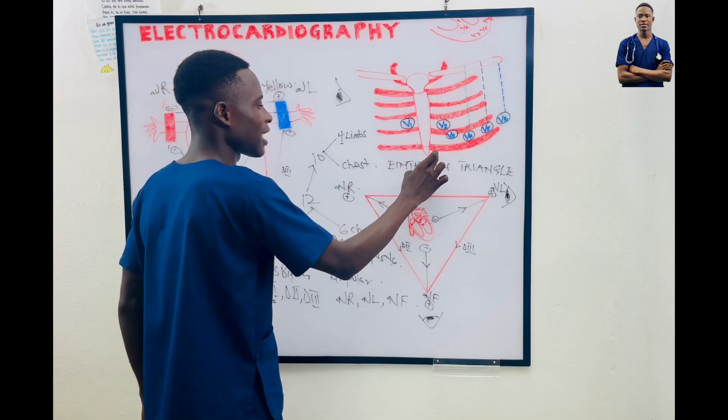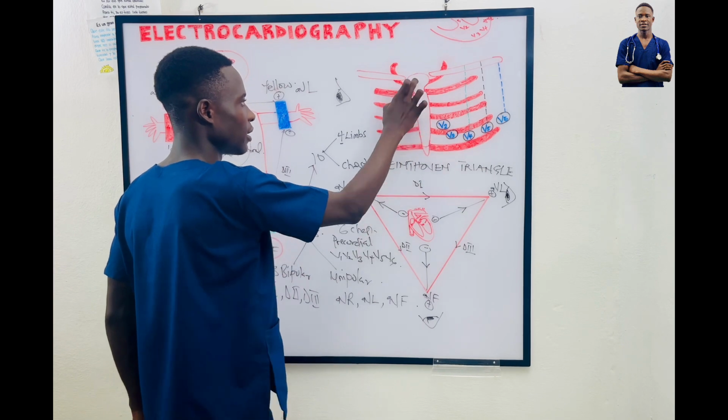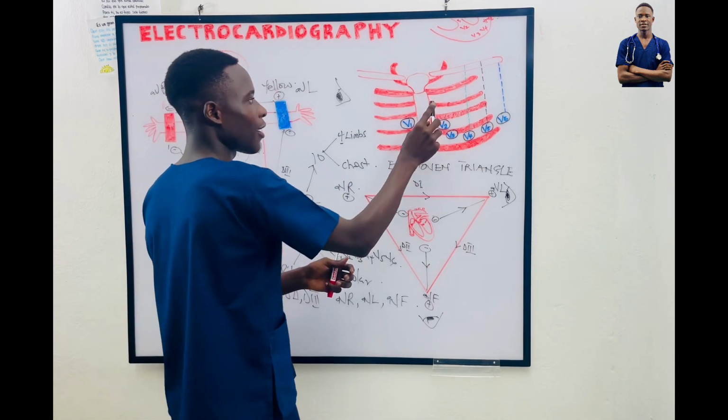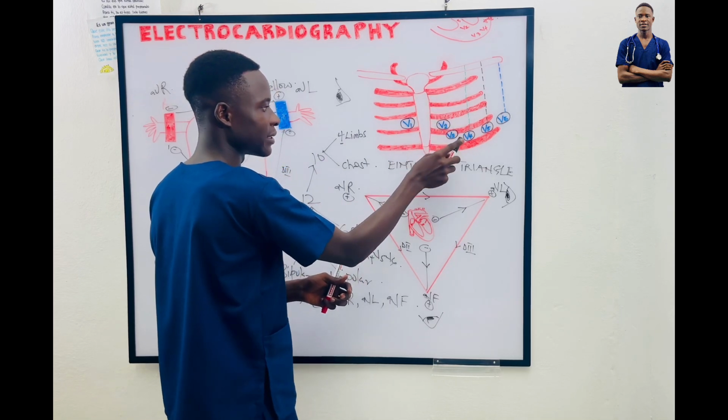And we have what? The xiphoid process. This is the xiphoid process. The body and the manubrium. We have our clavicle. And we have what? Our ribs and what? Our intercostal spaces.